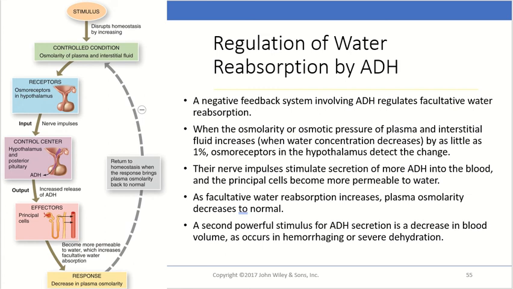So a second very powerful stimulus for ADH secretion is going to be a decrease in blood volume, the kind that would occur if you were to have a massive hemorrhage or some sort of very severe dehydration. This would also result in the secretion of ADH.